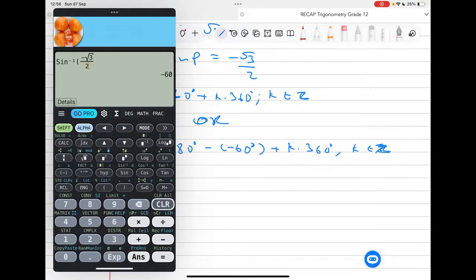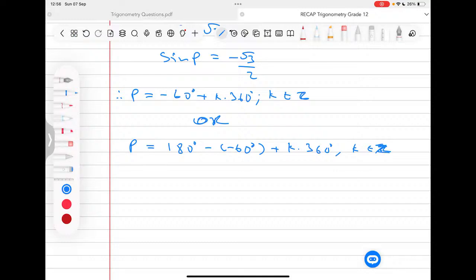And then you can really just punch this on a calculator to say 180 plus 60. Remember, the negatives here would be positive. So this would mean I'm going to have a 240. Was that a 240? Yes. A 240 plus K 360 degrees.